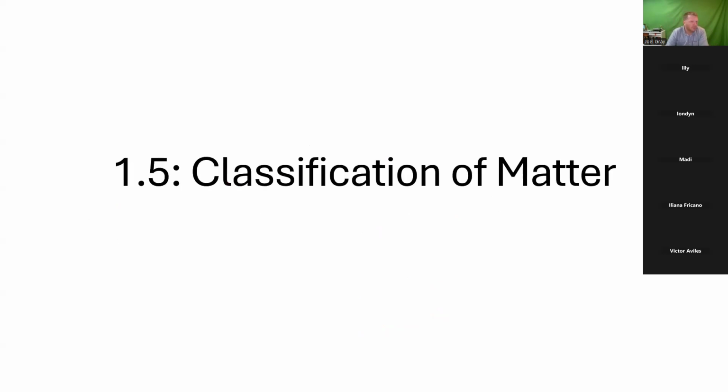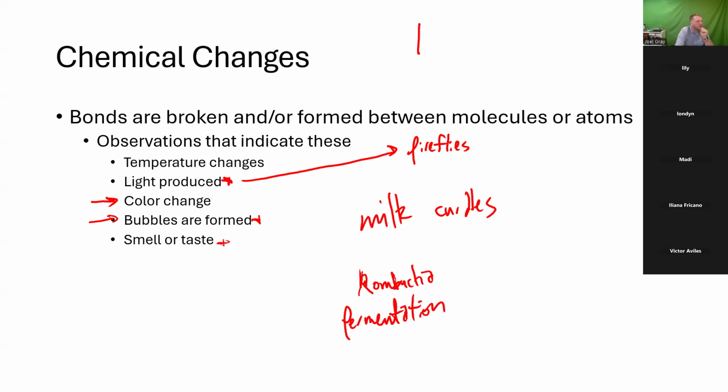Okay. Now, on a scale of 1 to 5, 1 being good or great, and 5 being not so good, where do you fall? You can send this as a private message, and this is totally optional. How do you feel about chemical properties, physical properties, chemical changes, physical changes?